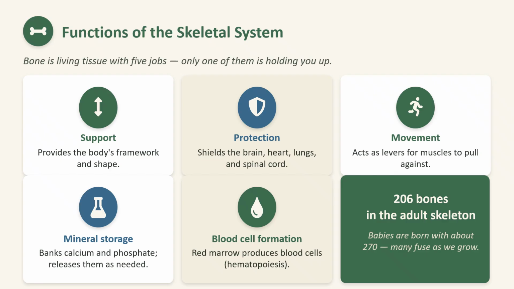The green panel here gives you 2 numbers worth remembering. The adult skeleton has 206 bones, while a newborn has around 270. The thing is, we don't lose bones as we age. Many of them simply fuse together as we grow.